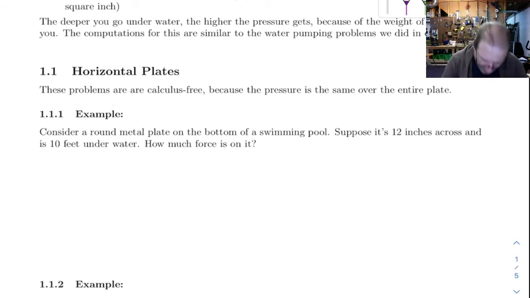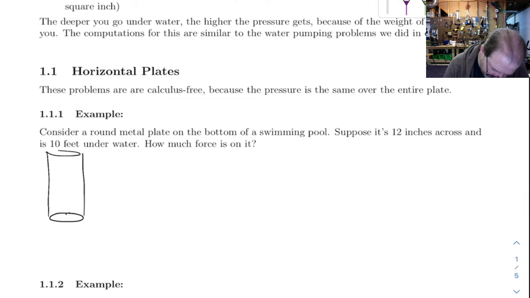So let's start with this one. Consider a round metal plate on the bottom of a swimming pool. Suppose it's 12 inches across and 10 feet underwater. How much force is on it? All right, so you've got a round plate here, and you've got a 10-foot column of water above it. So really all you have to do is compute the weight of this column of water. So this is really just a geometry problem.